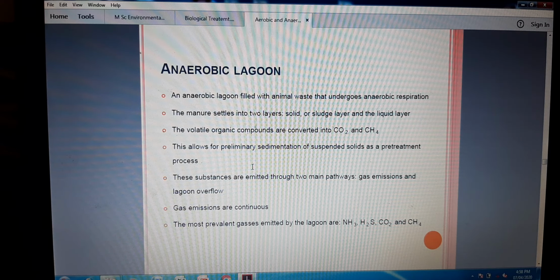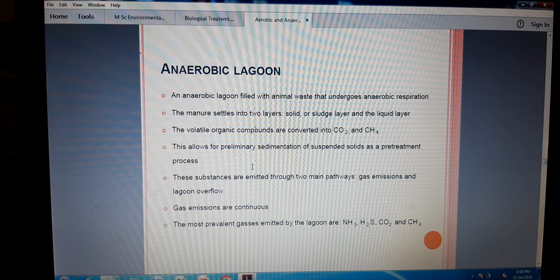These substances are emitted through two main pathways, gas emission and the lagoon overflow. Why are these gas emissions used? Because most of the microbes are degrading and converting the matter into volatile organic compounds. When you capture or utilize those organic compounds as an energy resource, that supports the company also. Gas emissions are continuous, and the most prevalent gases emitted from the lagoons are ammonia, NH3, H2S, hydrogen sulfide, CO2 and CH4.